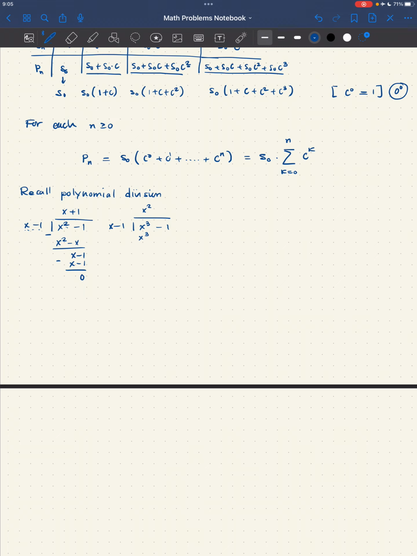X cubed minus x squared, and then we have x squared subtracting minus 1. But then we see something. Whatever I write here is exactly what I wrote here. So basically I'm going to repeat this whole procedure one more time. Well, I don't want to do it, but I want to mention that after making that observation, at some point I'm going to get to 0, and then I'm going to place an x here and a 1 here. And that will be the end of the process.